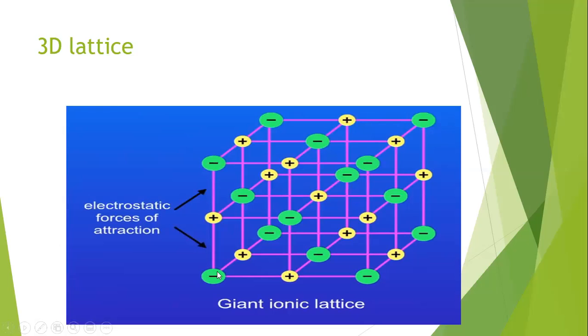This is the ball and stick structure. With the balls, ions are shown, positive and negative ions, and with the sticks, bonding forces, the electrostatic forces, are shown. So these electrostatic forces between these ions combine the opposite charges together and make a very strong and very packed structure.